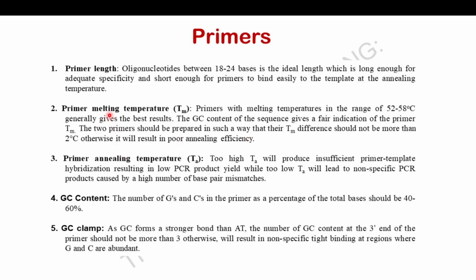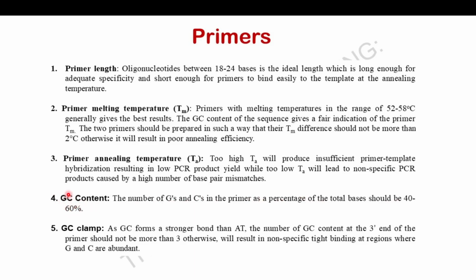Then there's primer melting temperature and primer annealing temperature. Too high will produce insufficient primer-template hybridization, because we are not letting the primer sequence bind to the sequence of interest. And if it's too low, then if some of the nucleotide stretch is present at other regions of the template, the primer will bind non-specifically to that region as well. Okay. GC content, the number of GCs in the primer as a percentage of the total bases, should be 40 to 60%.